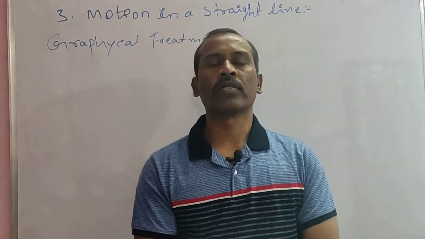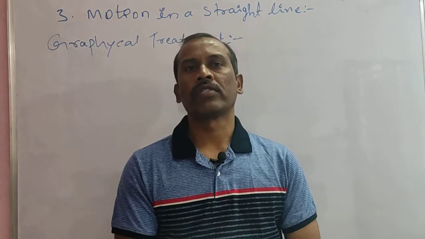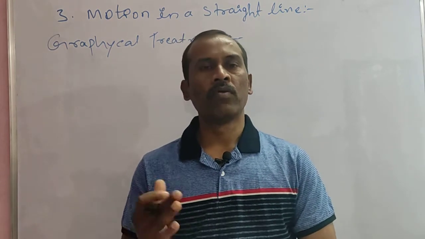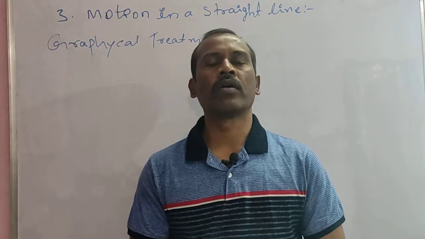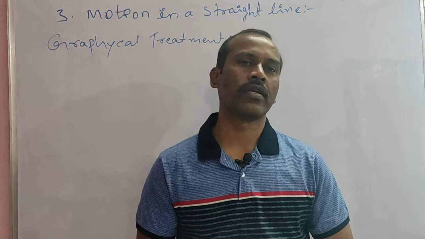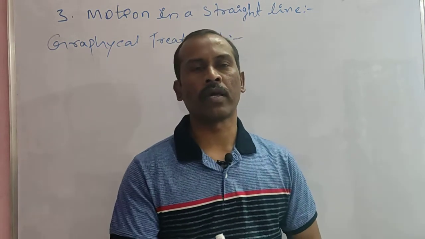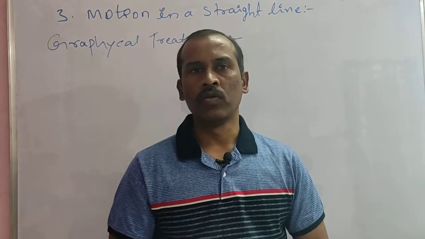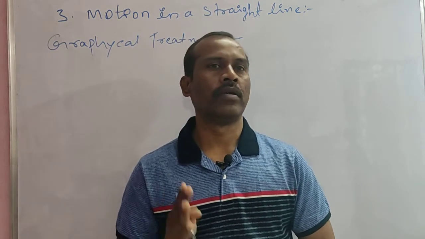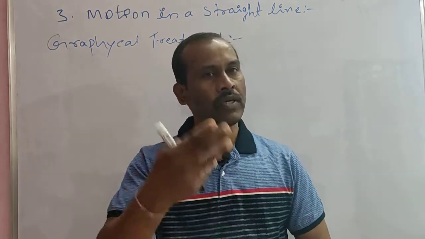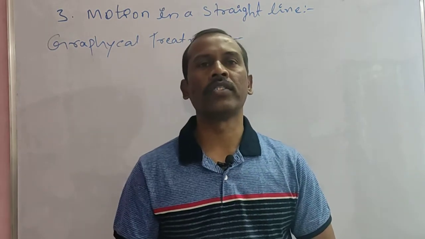Now we are going to discuss the kinematic equations of motion. There are four equations, but we will discuss only three of them: v is equal to u plus at, s is equal to ut plus half at square, and v square minus u square is equal to 2as. These three equations we will derive using the graphical method, and they are also used for NEET and JEE Mains.